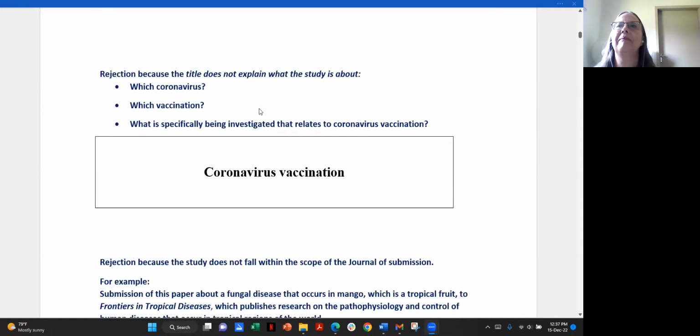Another example is this one here, where the title of the paper is simply Coronavirus Vaccination. That will also be rejected because it's not saying which coronavirus, although we're familiar at the moment with the COVID-19 pandemic. There's many different coronaviruses, so that's not clear at all. It's not telling you which vaccination, maybe the make of it, or which strain it is against. And it's not telling you what you're investigating at all. What about the vaccination are you investigating? So that's another example of an immediate rejection.